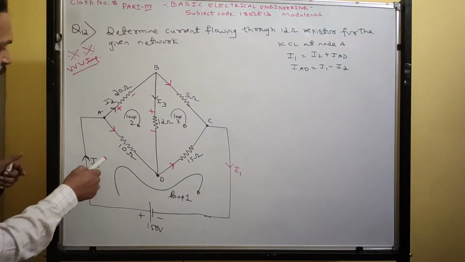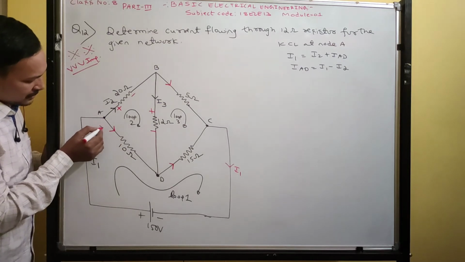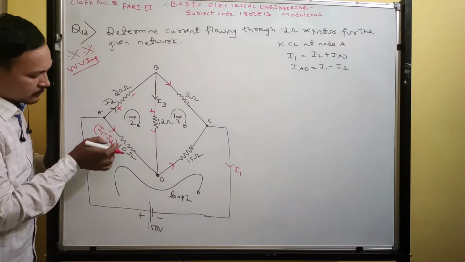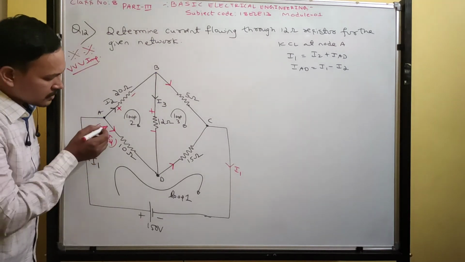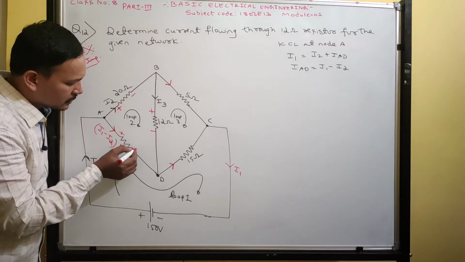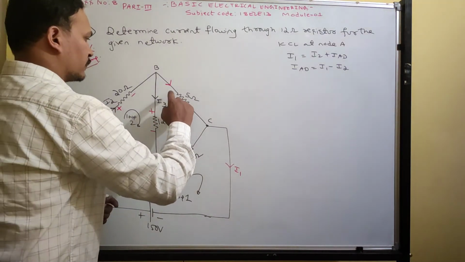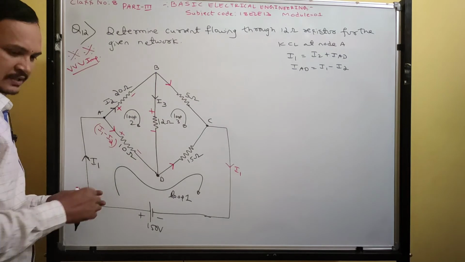So what is the current flowing in this 10 ohm resistance? Only this current flows: I1 minus I2. This current flows in this resistor. Current enters the resistor, mark plus, leaves, minus. Okay, got it? Next, check this resistor.